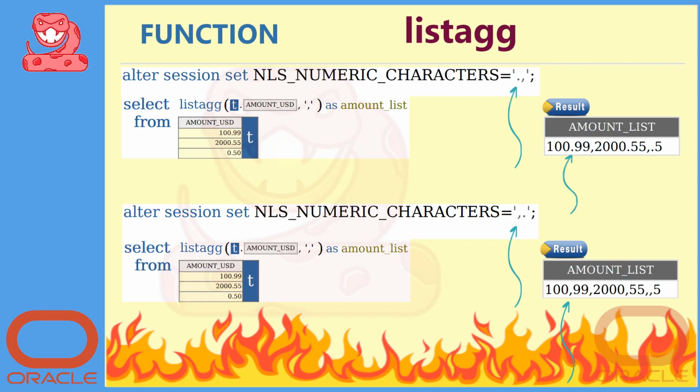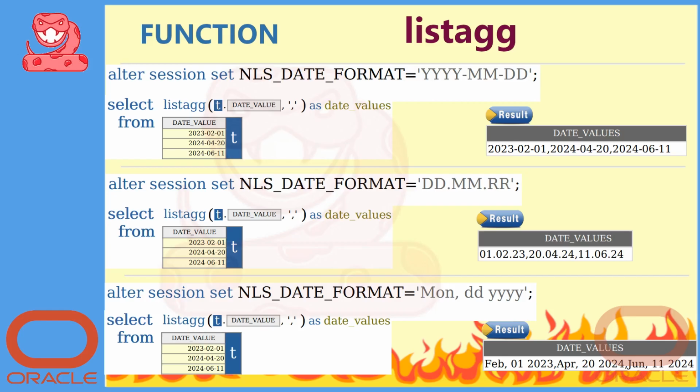NLS parameters for the session are inherited from the client's connection to Oracle. This means that if you don't explicitly specify the conversion format in ListAgg, clients connecting from different regions, for example Europe, America, Japan, will see different ListAgg results. This issue is particularly evident for date and timestamp types.